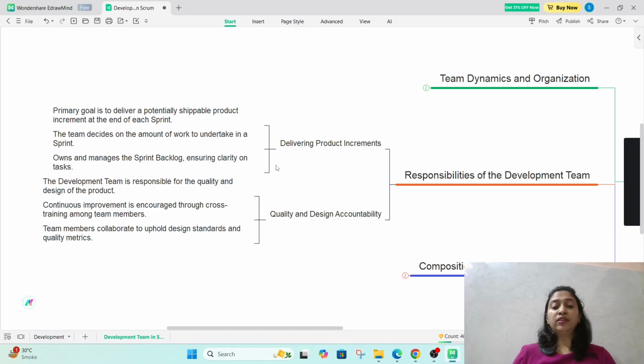Let's see the other responsibilities related to quality and design. The development team is responsible for the quality and design of the product. Continuous improvement is encouraged through cross training among team members. Team members collaborate to uphold the design standards and quality metrics. So these are some quality and design accountability responsibilities of the development team towards Scrum.